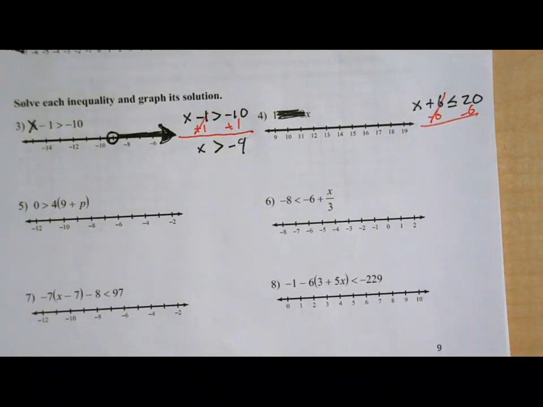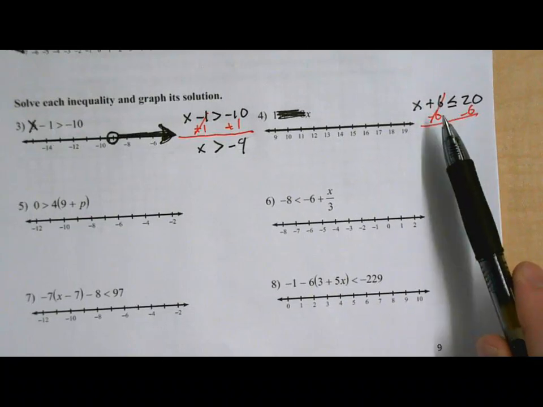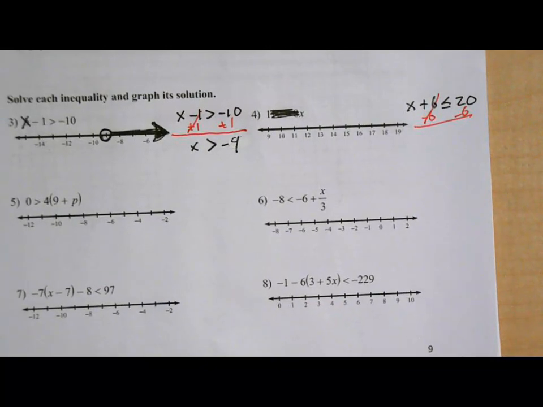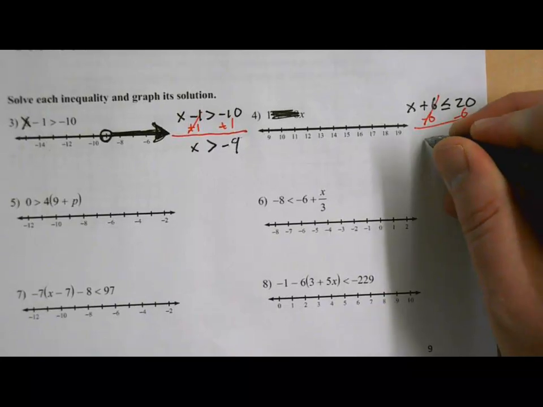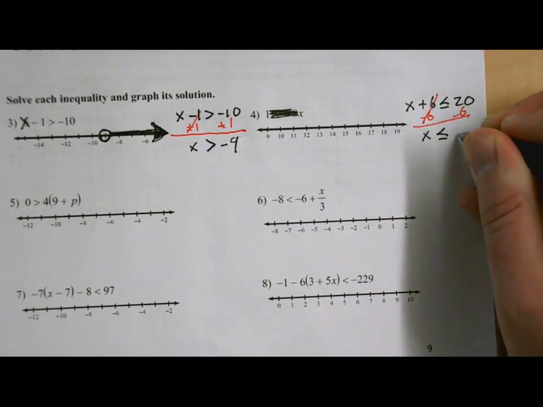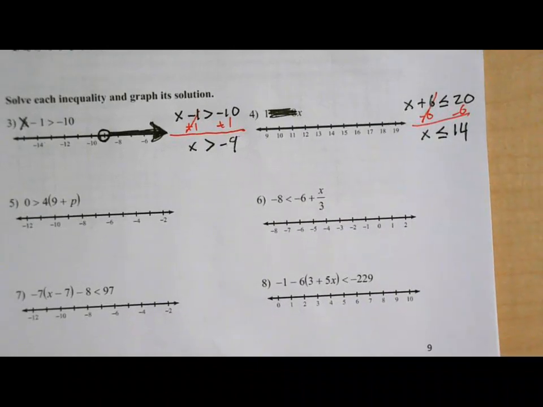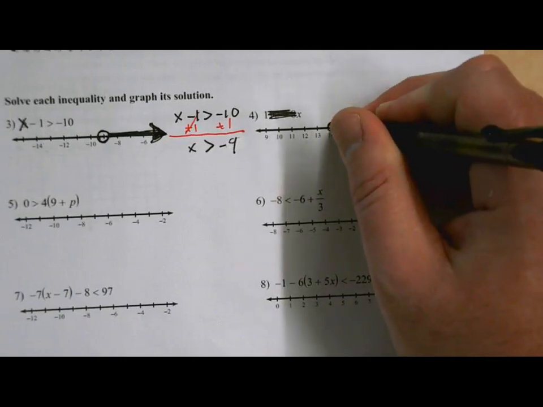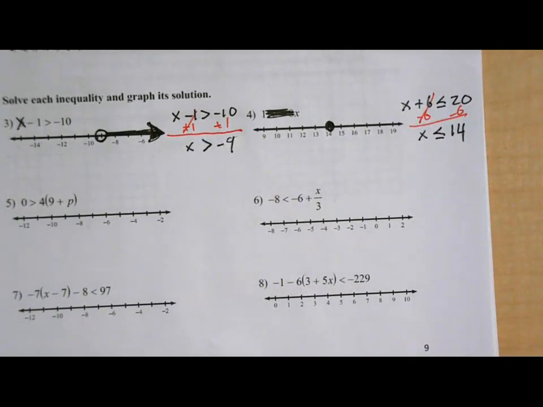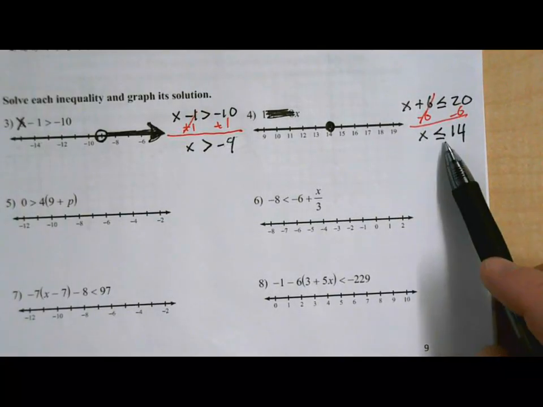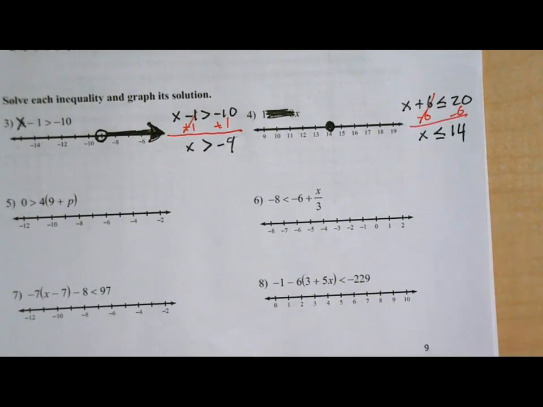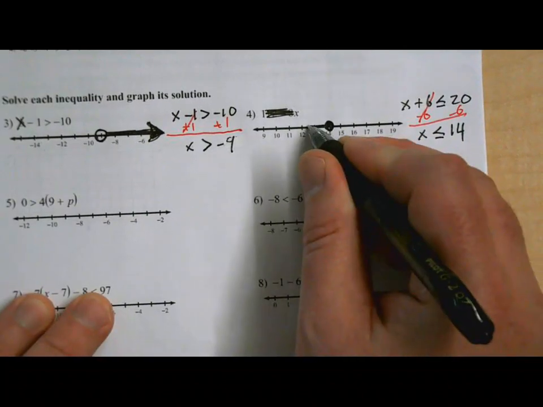The big question is, should I flip my sign? Did we multiply or divide on both sides by a negative? No, there is a negative number here, but we didn't multiply by negative 6. We just subtracted 6. So the sign stays the same. 20 minus 6 is 14. Find 14 on your number line. This time around, it should be a solid dot, right? Solid dot because of the line underneath. And x is smaller than 14. So I want my arrow to go to the left, because that's where the smaller numbers are.